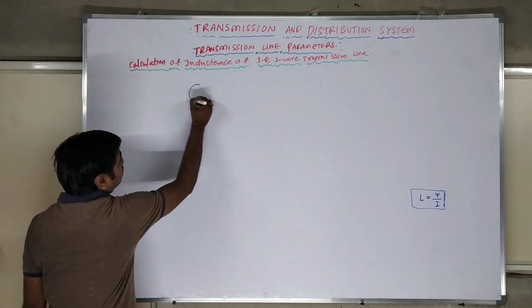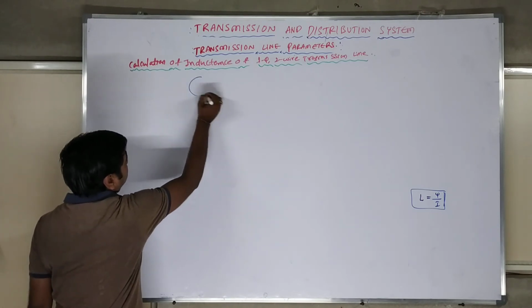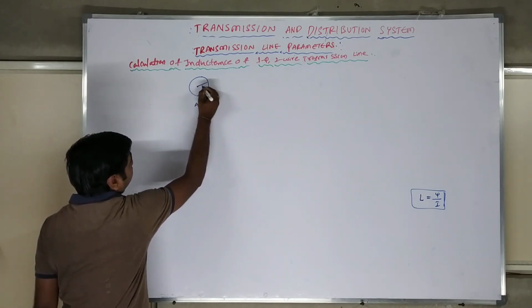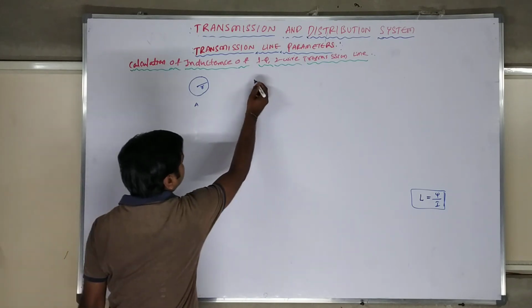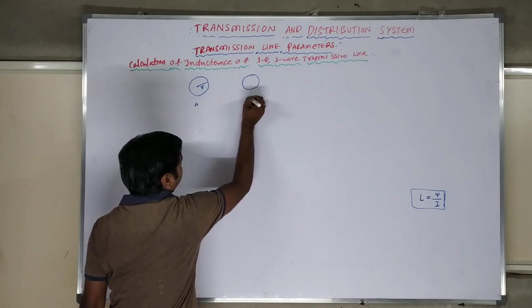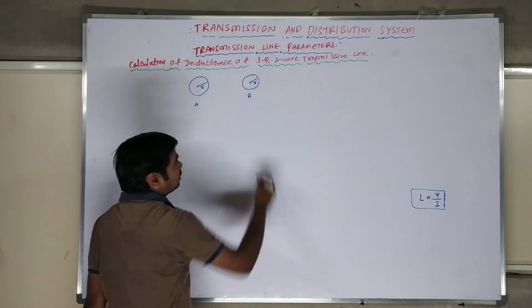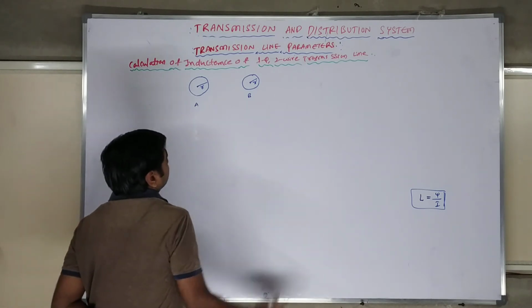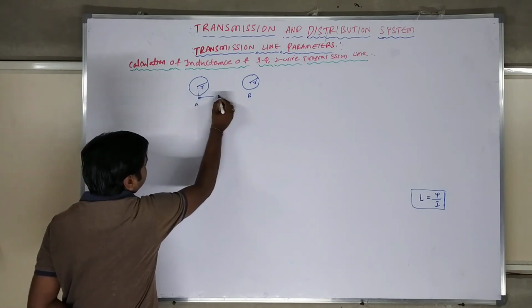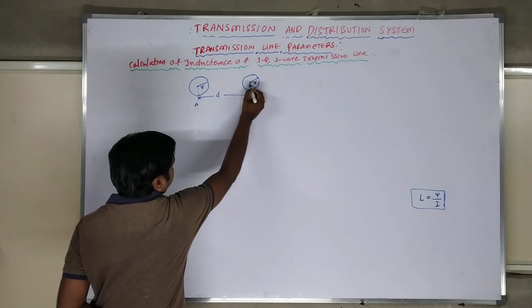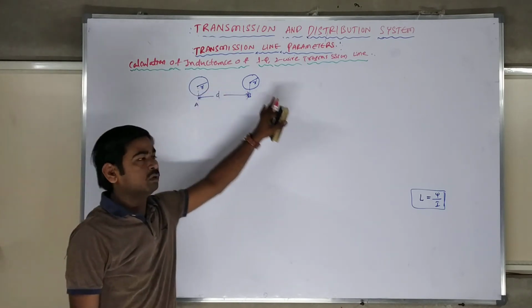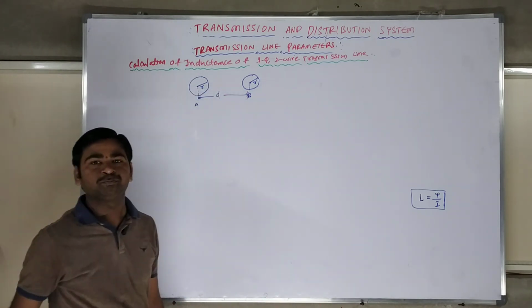Let us take 2 conductors. This is the conductor A, having a radius of R. The conductor B also has a radius of R, either neutral or some other phase conductor, no problem at all. If it is single phase, it means phase and neutral. The distance between these 2 conductors is D. Both are having equal radius.